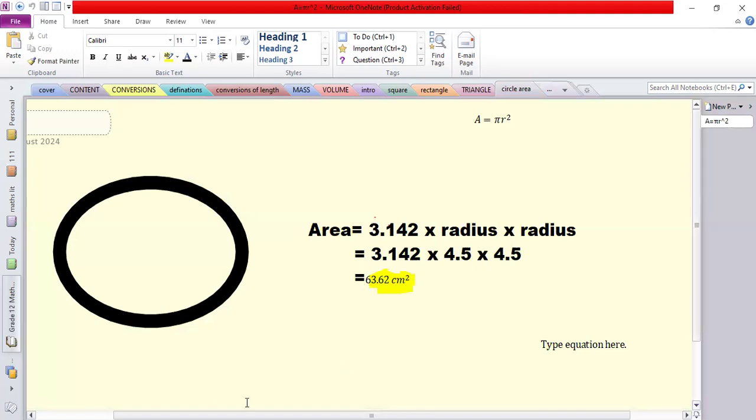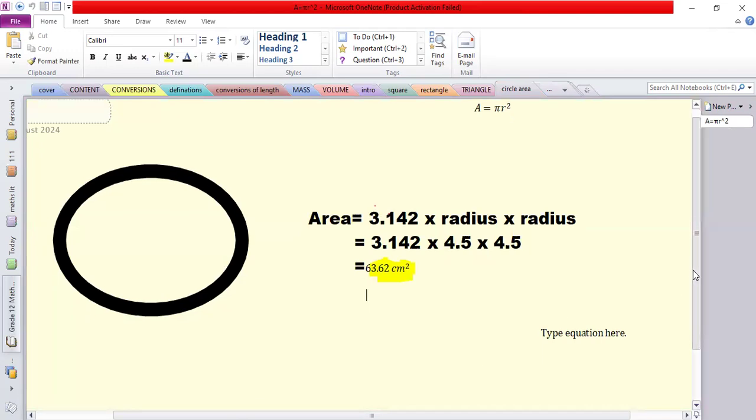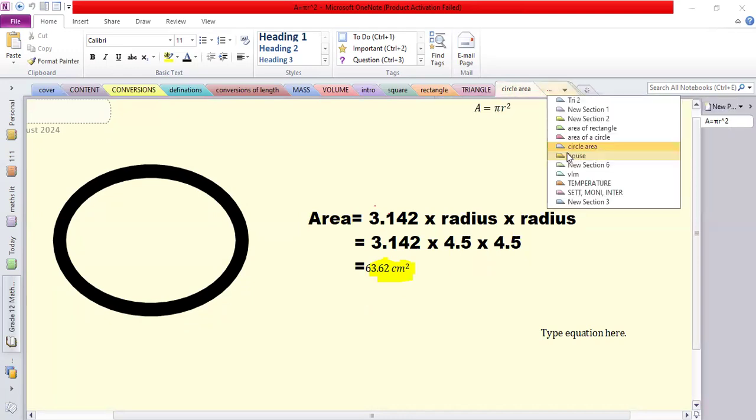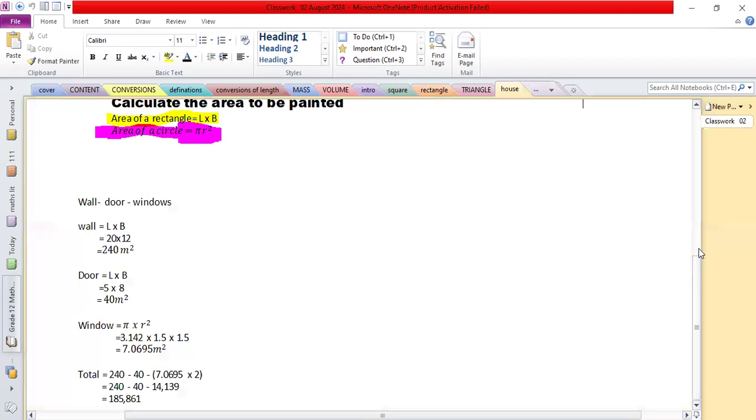Take a screenshot on this one. If you were not joining us on that session, this is the area of a circle. I want you to know that we're discussing this one. This is the activity that we're dealing with.